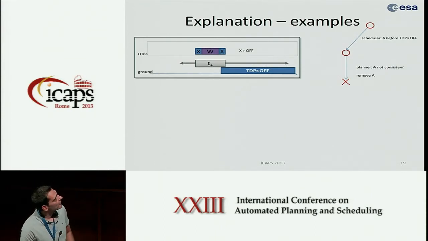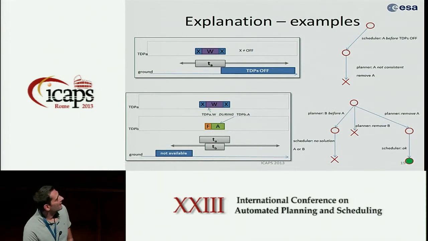For instance, here, these activities cannot be allocated because X is not consistent with off. So here, during the solving process, we found that A has to be removed, and we know that this has to be removed because of this domain constraint.